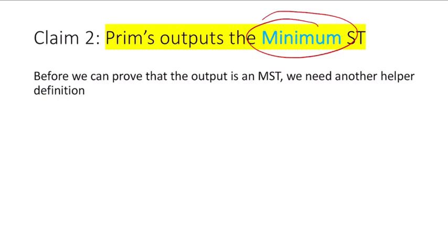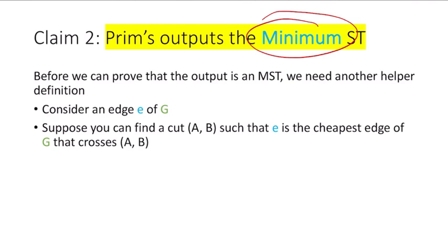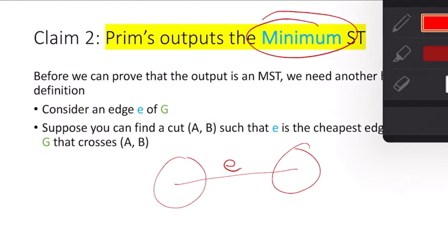All right, so before we can prove that it outputs a minimum spanning tree, we're going to need another helper. So let's consider an edge E of the graph. And suppose that we have a cut AB such that E is the cheapest edge that crosses that cut. So set of vertices over here, set of vertices over here. There's an edge that crosses the cut. We're going to say that there's an edge called E that's the cheapest to cross that cut.